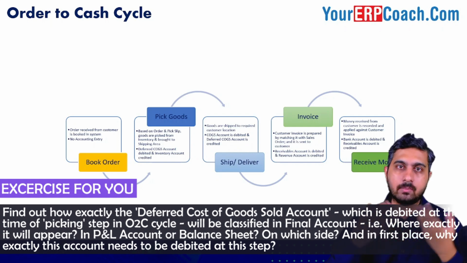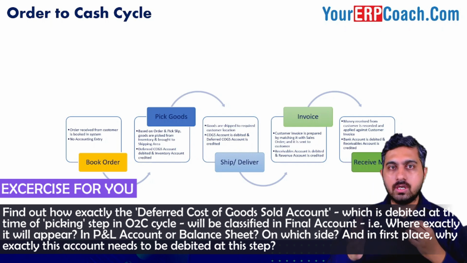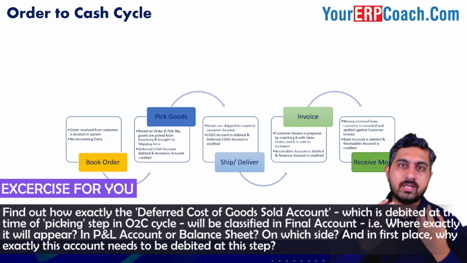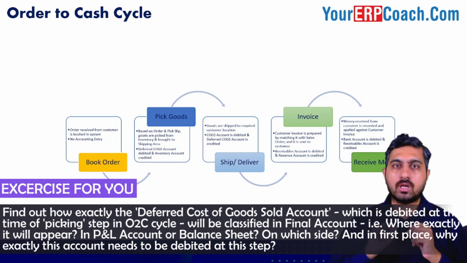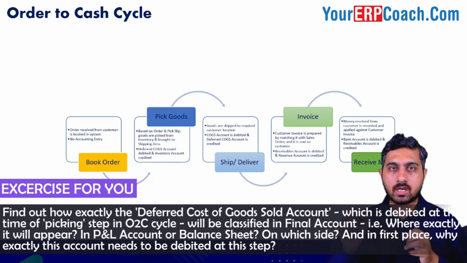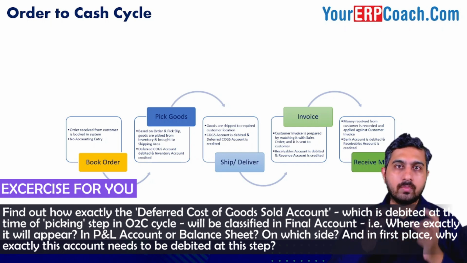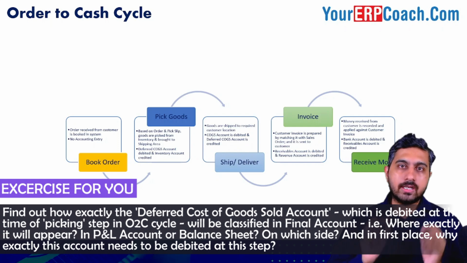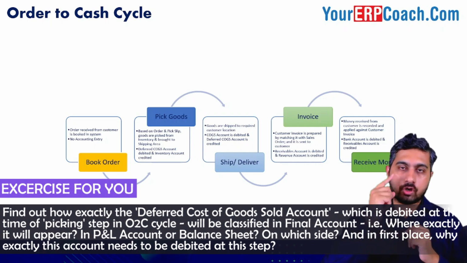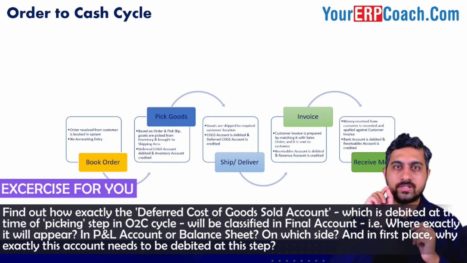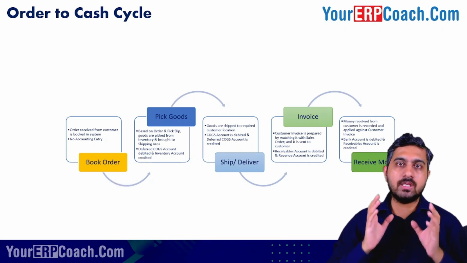It's simply because it may happen that as of the year end, you may have removed some inventory from your warehouse and you have brought that to the staging area. Thereby, you have passed this particular accounting entry by debiting the deferred cost of goods sold account and crediting the inventory account. However, you have not passed any subsequent entries in the O2C cycle. So it is quite likely that as at the year end, you may have some debit balance in your deferred cost of goods sold account. So it is for you to find out and tell us where exactly this deferred cost of goods sold account's debit balance will find its place in your final accounts.